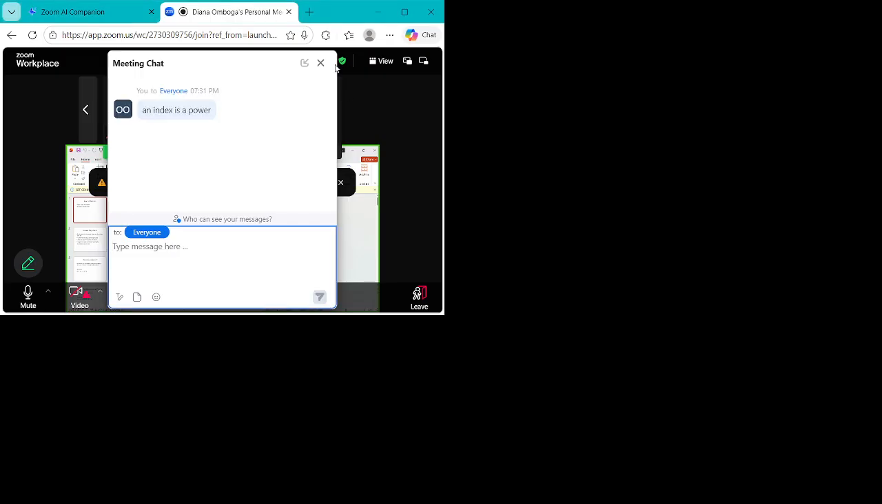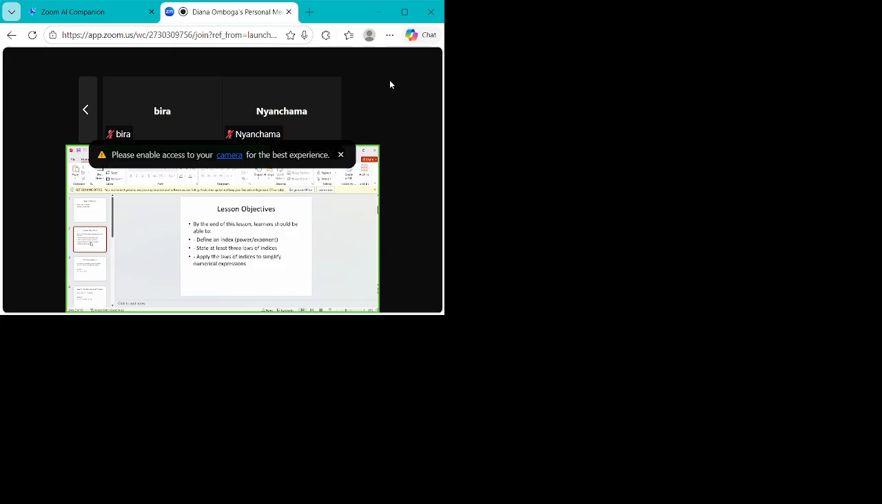So in today's class, our topic is index, and we are supposed to achieve the following lesson objectives. Number 1 is to define an index. 2 is to state at least 3 rules of indices. 3 is to apply the rules of indices to simplify numerical expressions.